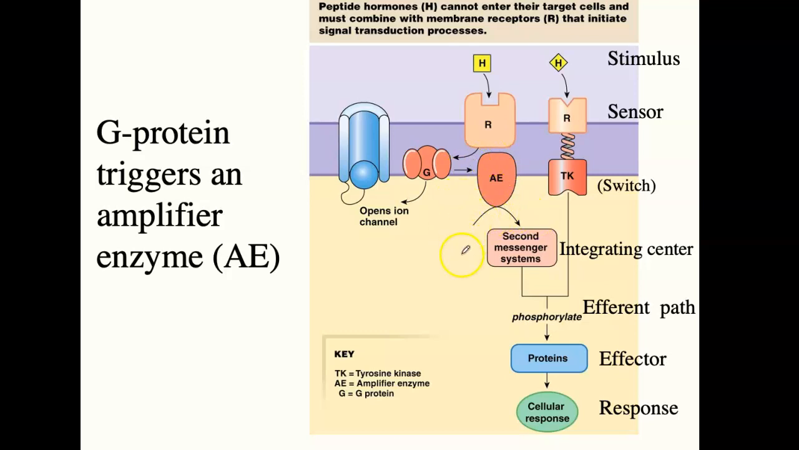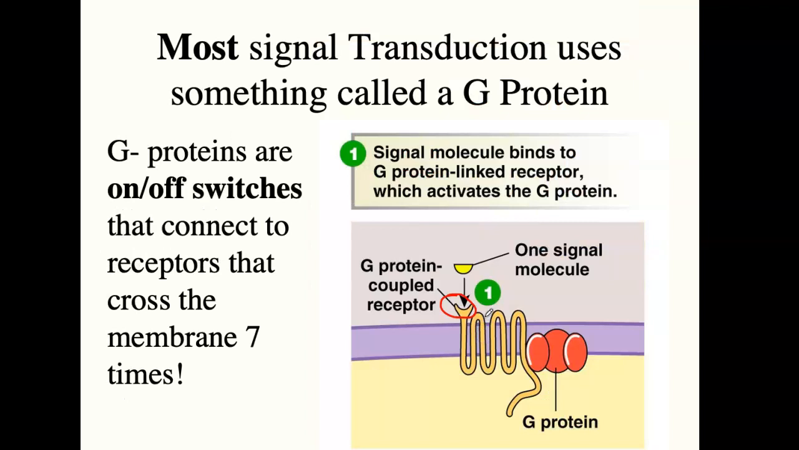Then the mechanism here is going down this cascade. So this cascade will now hit the second messenger system, which is the integrating center. And it will phosphorylate a protein. So what happens here is that it's going to add a phosphate.